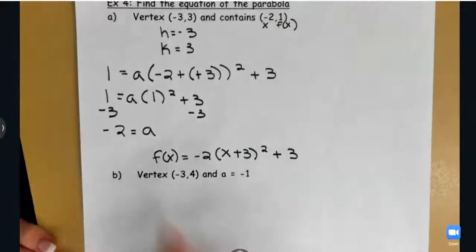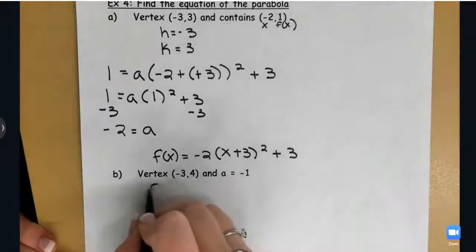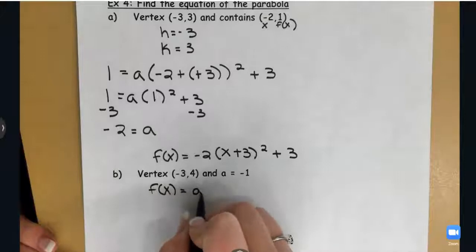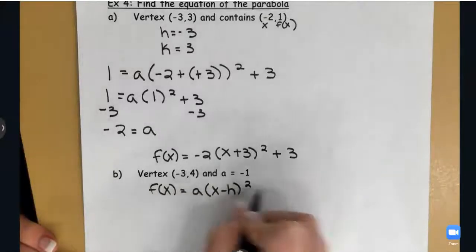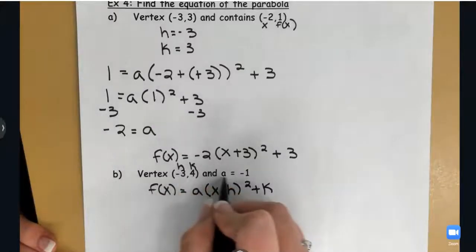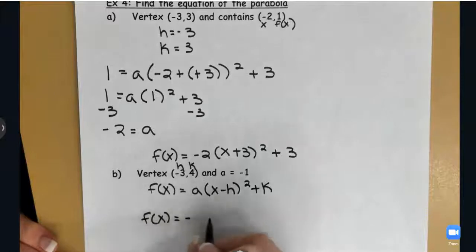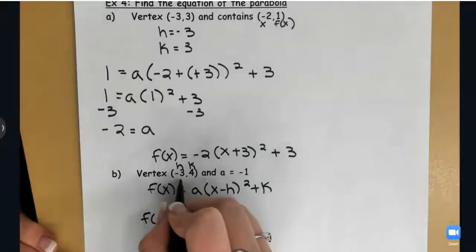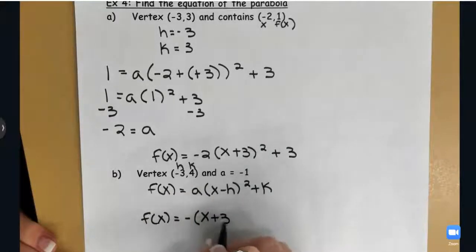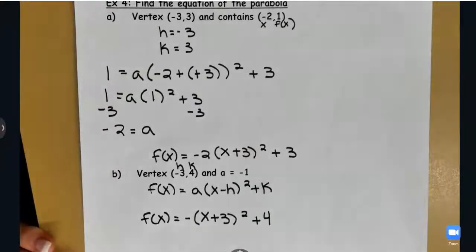All right. Now on B, we're given the vertex and a. So all we need to do is plug in those values into our vertex form equation, because we know this is h, this is k, and it tells us a is -1. So f of x is going to be negative (x, remember, if h is negative, that's going to become plus 3) squared plus 4. And that one was pretty easy.